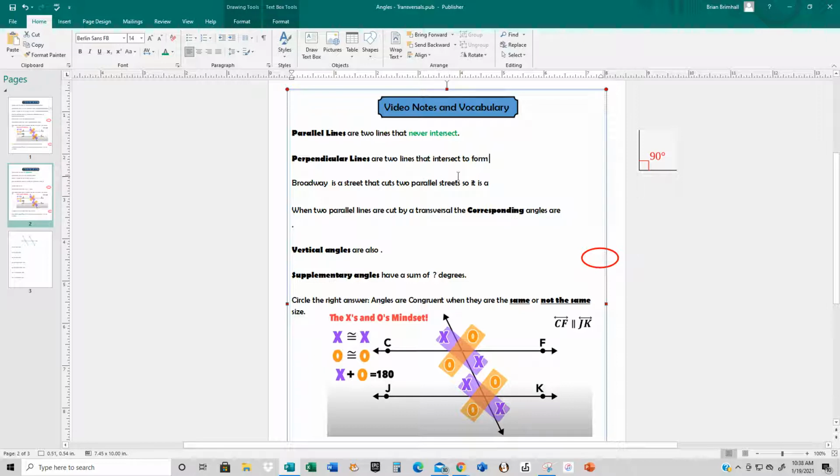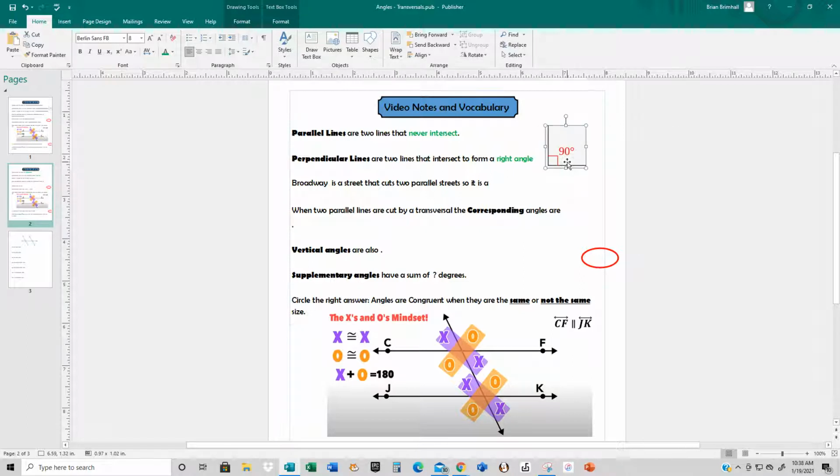Perpendicular lines are two lines that intersect to form a right angle. Okay, so this is the symbol for a right angle, the square. A right angle is 90 degrees. So if you see this little square symbol, that means 90 degrees. The two vertical lines mean parallel.